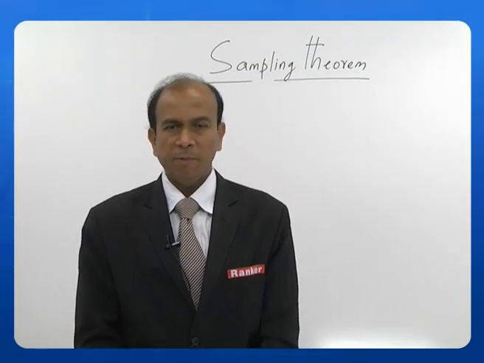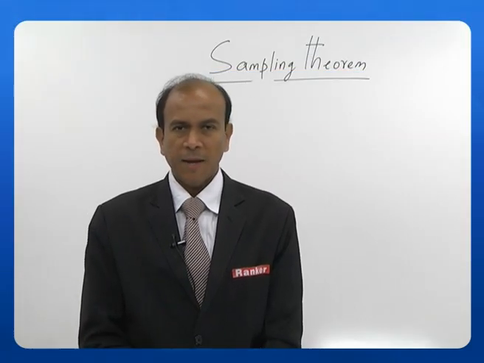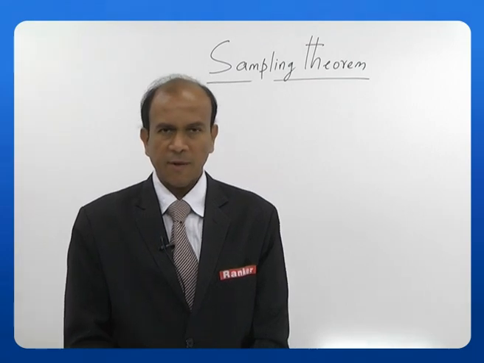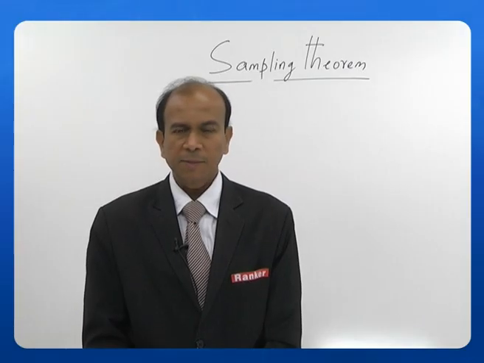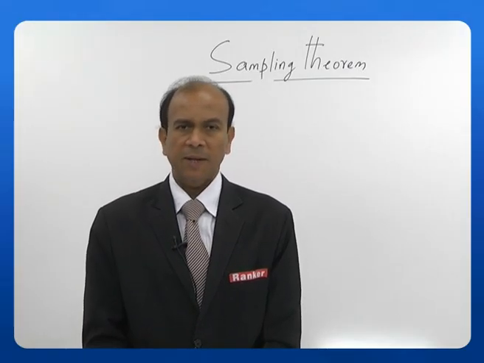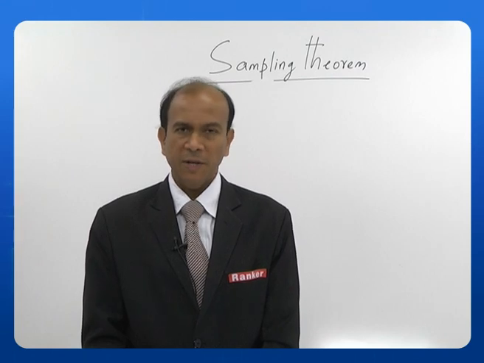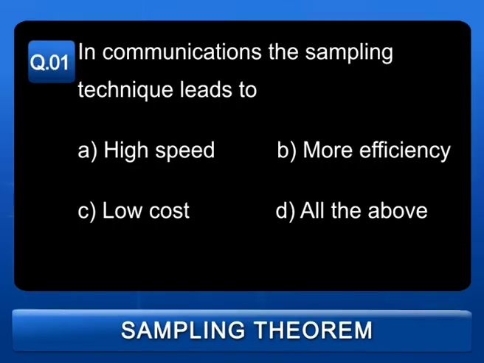Let us see some multiple choice questions in sampling theorem. Okay, let us start with the first question. In communications, the sampling technique leads to A. high speed, B. more efficiency, C. low cost, and D. all the above. The answer is basically, if I use sampling, we are doing it to increase the speed of communications. So, the answer is high speed, that is A.